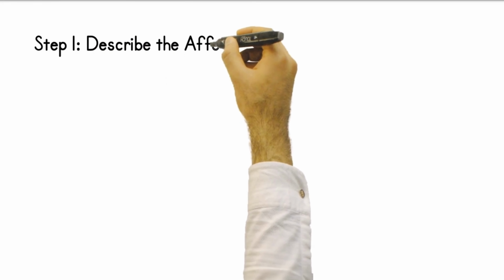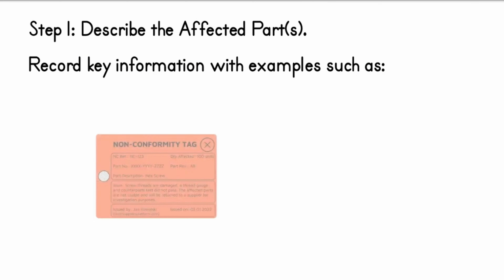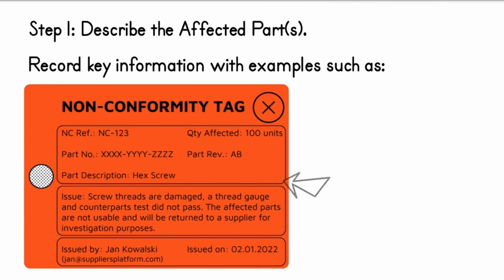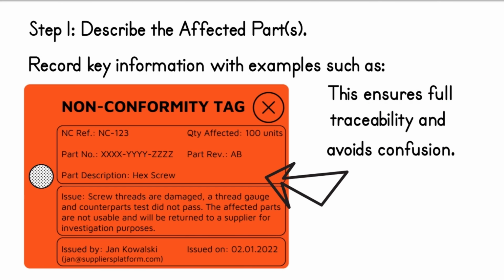Step 1. Describe the affected part. First, clearly describe the affected part or parts. Record key information with examples such as NC reference, NC 123. Quantity affected, 100 units. Part number 4XYYZZZZ, part revision AB, part description hex screw. This ensures full traceability and avoids confusion.